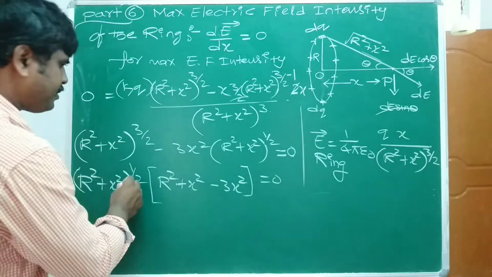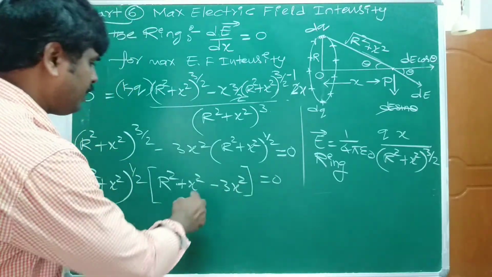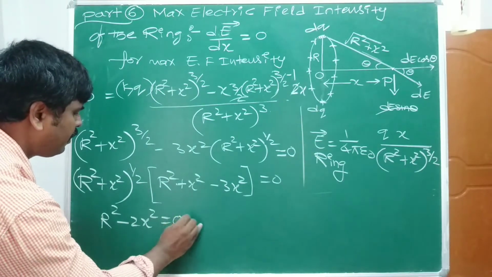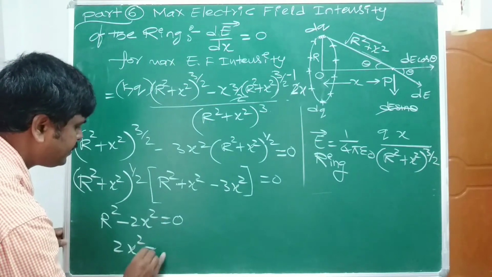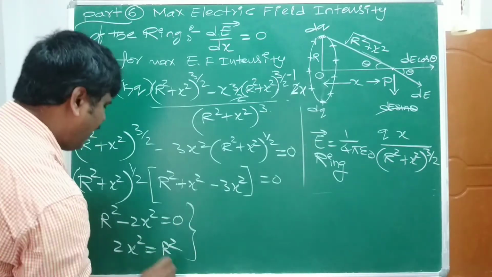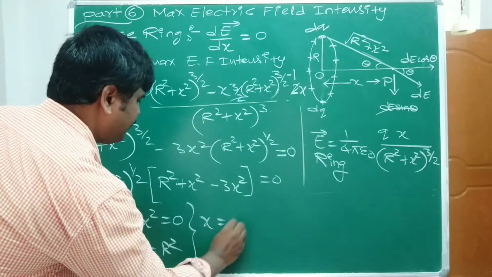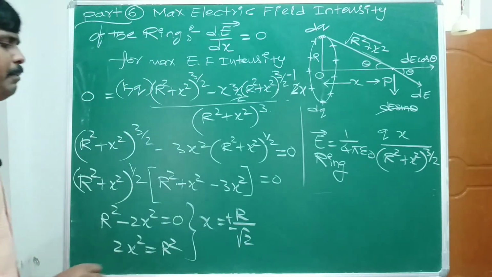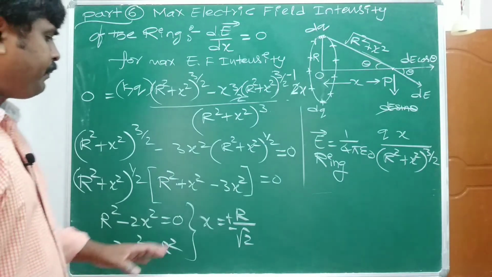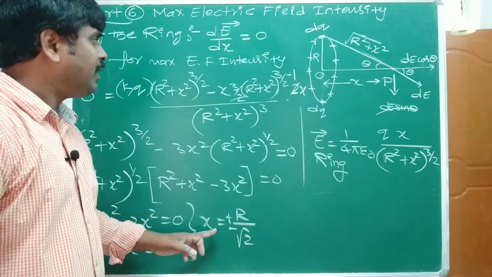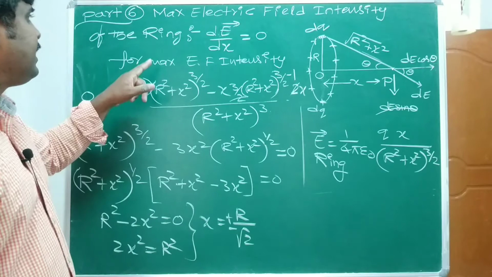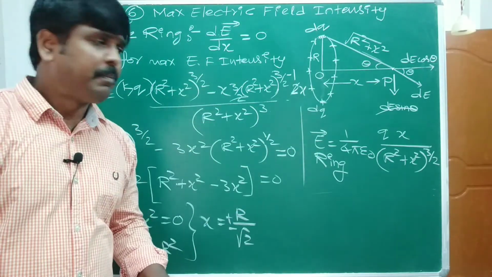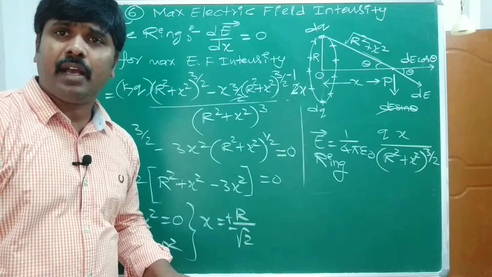So this is also 0 by anything is 0. So r square minus 2x square is equal to 0, and 2x square is equal to r square, and x is equal to r divided by root 2, plus or minus. Then, having got the x value, we replace it in this equation, and we will get the maximum electric field intensity of the ring.